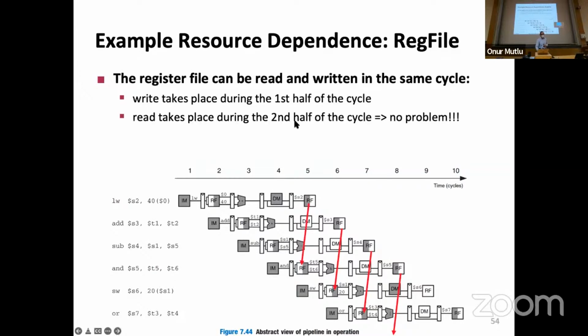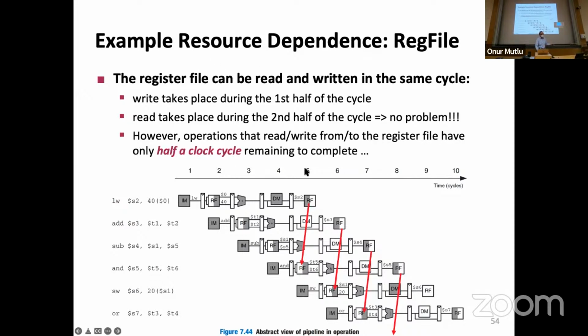And read takes place during the second half of the cycle. So there's no problem between these 2 instructions, even if they're dependent on each other. So if this load is writing a value that this add needs, in this case it doesn't need it, fine. But even if it needed it, it would be fine, because we're assuming in the first half, the value is written to the register file by the load, and it's available to whoever reads the register file in the second half of the cycle. So reads take place during the second half of the cycle. This is a trick. This is done in real processors as well. This will help us by reducing the stalling, as we will see.